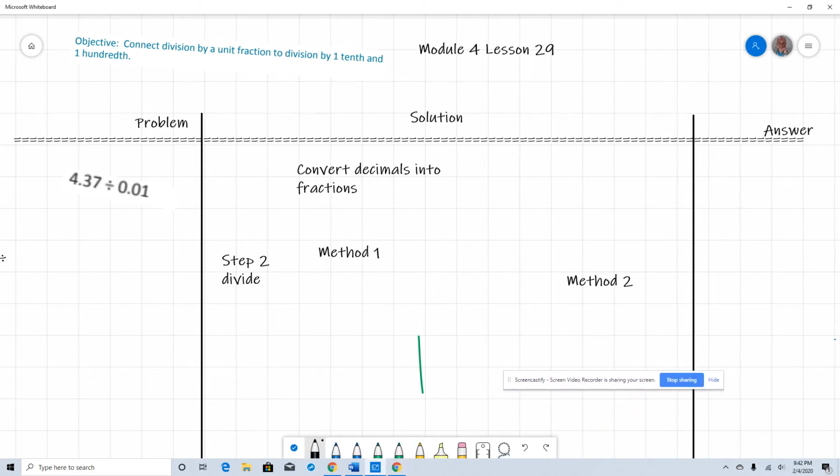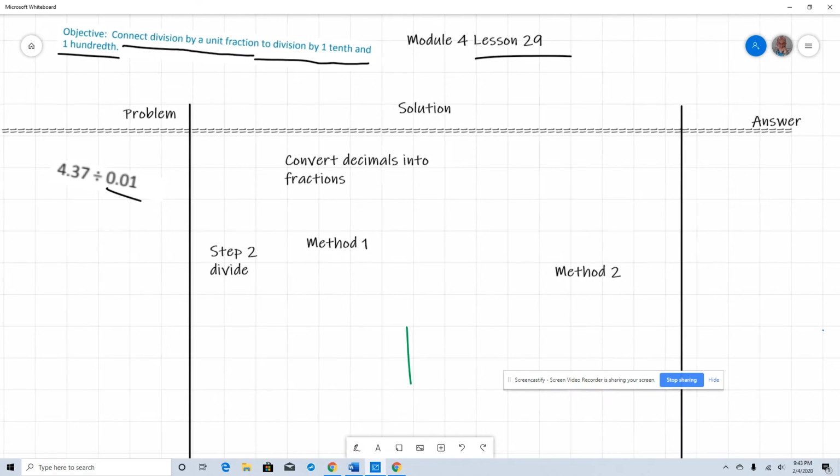All right, let's get right down to business. For Lesson 29, the objective is to connect division by a unit fraction to division by 1/10 or 1/100. Okay, so this is division by 1/100. Right away, we're going to start with the conversion. That will be step number 1.